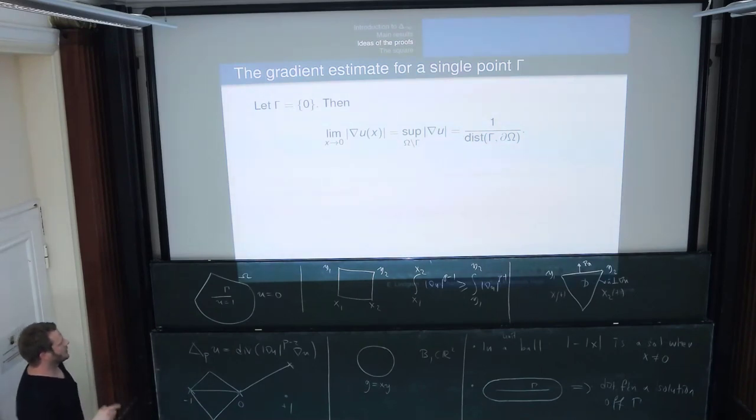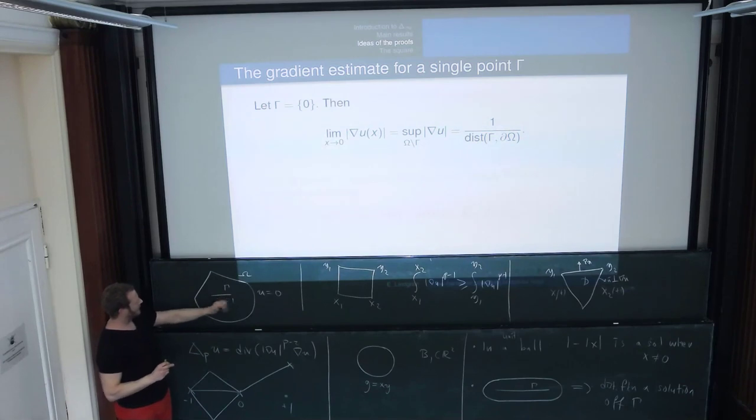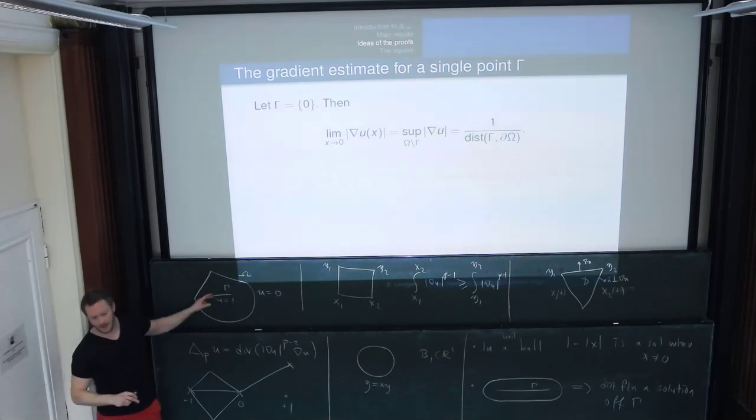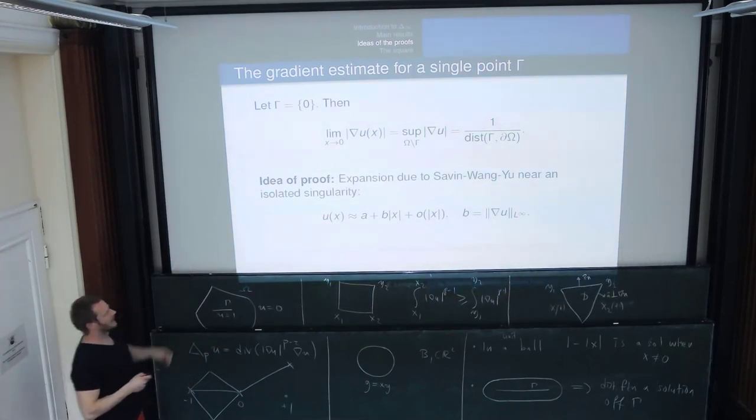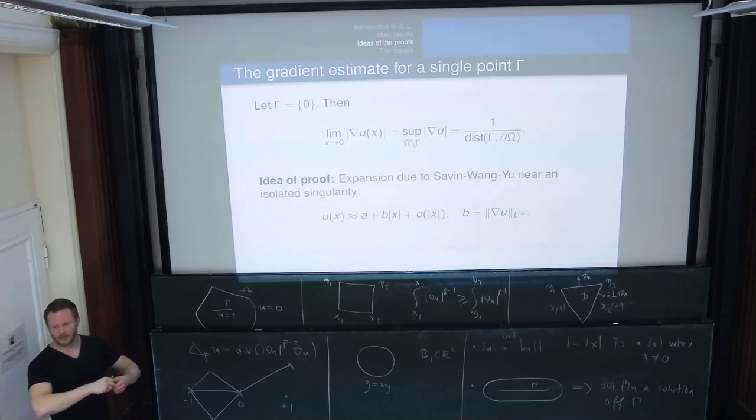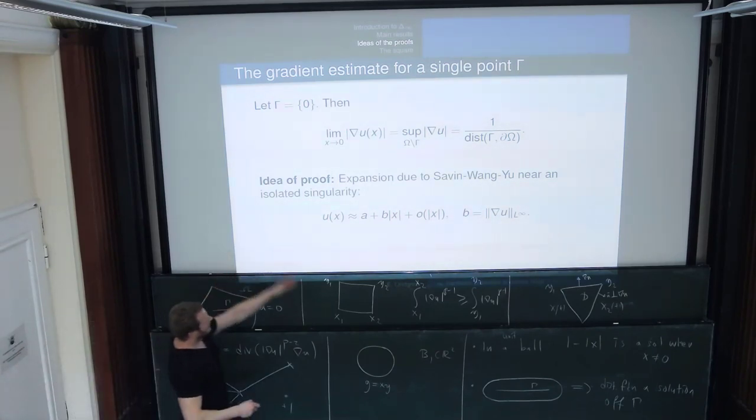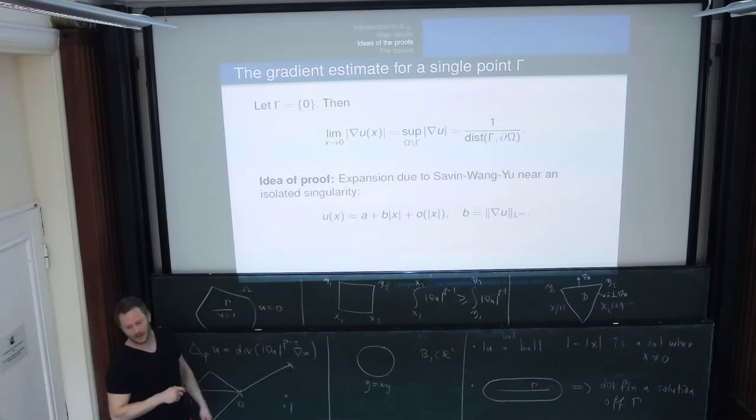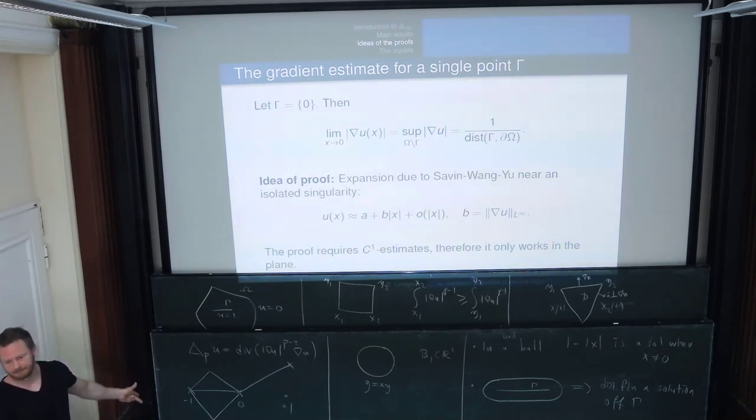So another important thing I will just mention, I will not talk so much about it, is that, in this setting here, it seems very reasonable to believe that the maximum of the gradient is attained at the set gamma. And this is indeed true. So you can prove that when you approach this set gamma, this is where the gradient will attain its maximum, and that will be 1 over the distance from gamma to the boundary, because that's the Lipschitz norm of the boundary data. This is just due to an expansion of infinity harmonic functions in a punctured domain, let's say, in 2D. They proved that you can always expand a function as a constant plus a cone-like function and then a lower order term, with the slope of this cone being the maximum of the gradient. So that means that the punctured domain should always have the maximum gradient attained there. And this proof also requires C1 estimates, so it only works in the plane, as far as I know.